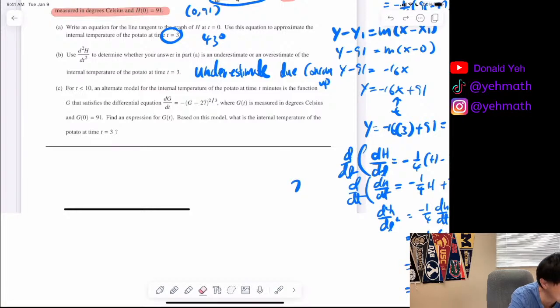This is the first time they didn't say find the particular solution. They just say find g of t. Usually on all the other questions, they say find the particular solution. If you notice that, this one did not. They just say find g of t, and that's what threw people off. The average score of this particular test question is 1.4 out of 9.